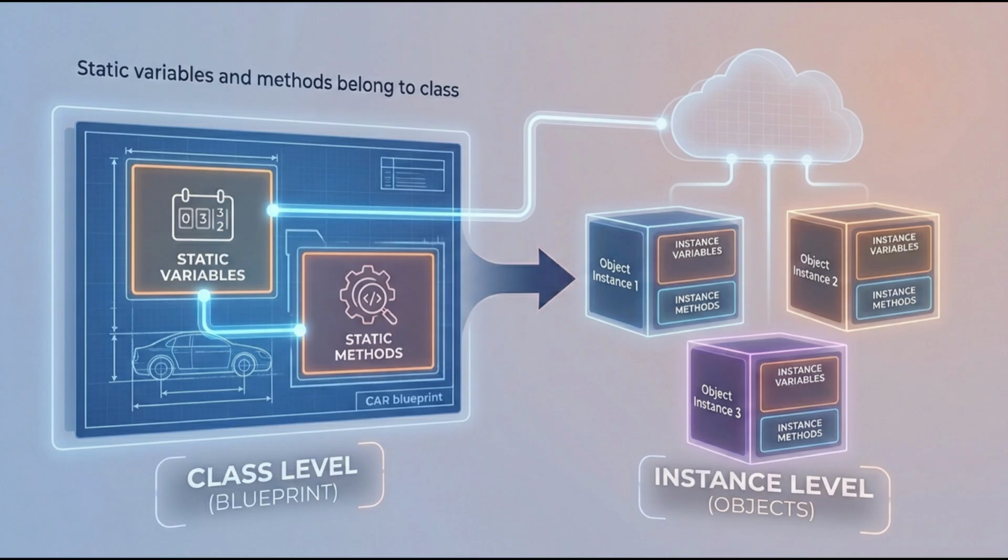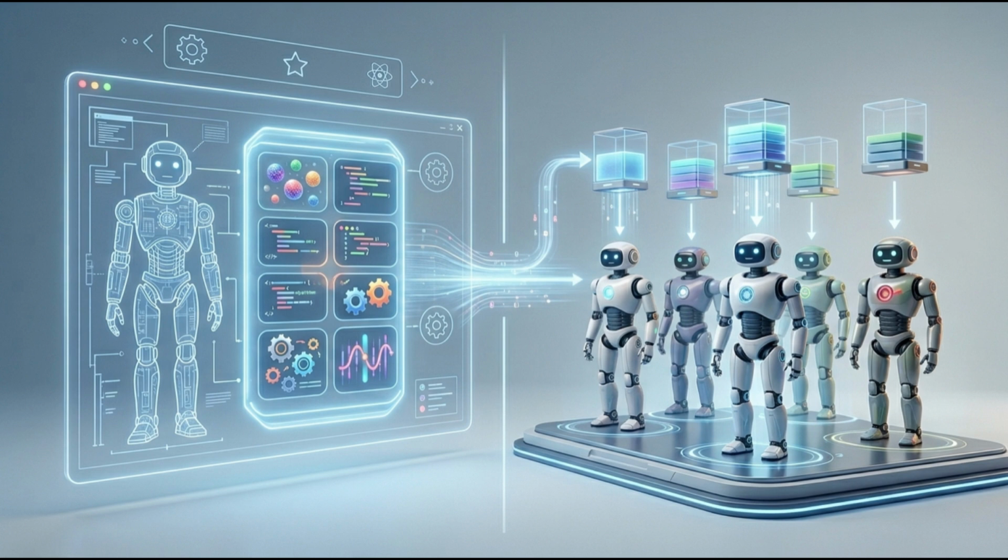A class can also have static variables and static methods. These belong to the class itself rather than to each individual object. So, in short, a class is a blueprint for objects. It combines variables and methods, supports access control, inheritance, constructors, method overloading, method overriding, interface implementation, and static members.